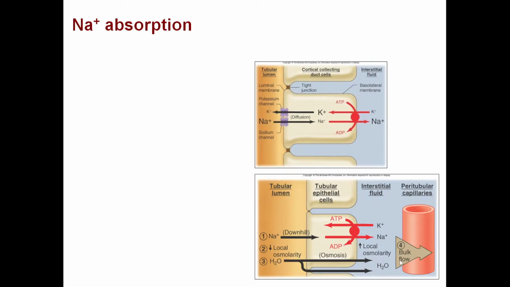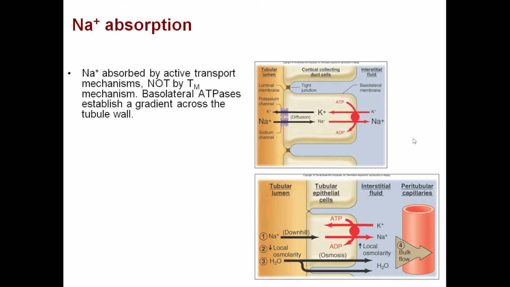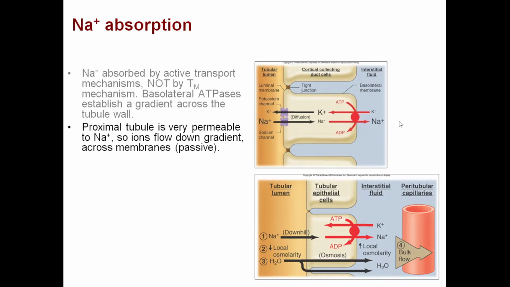Now let's talk about sodium absorption. Sodium is absorbed by active transport mechanisms, and here it doesn't have a transport maximum mechanism. What do we have? We have basolateral ATPases, which will help to establish a gradient across the tubular wall. So we have sodium-potassium pump, which pumps sodium out and potassium in.